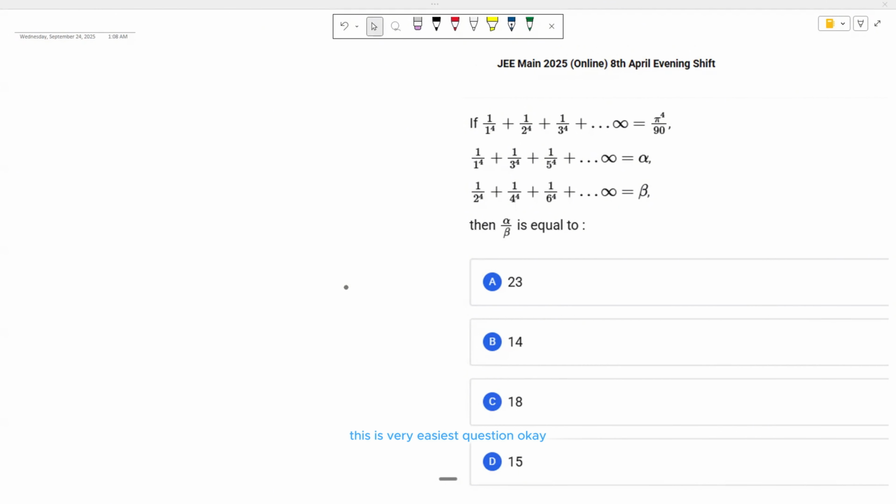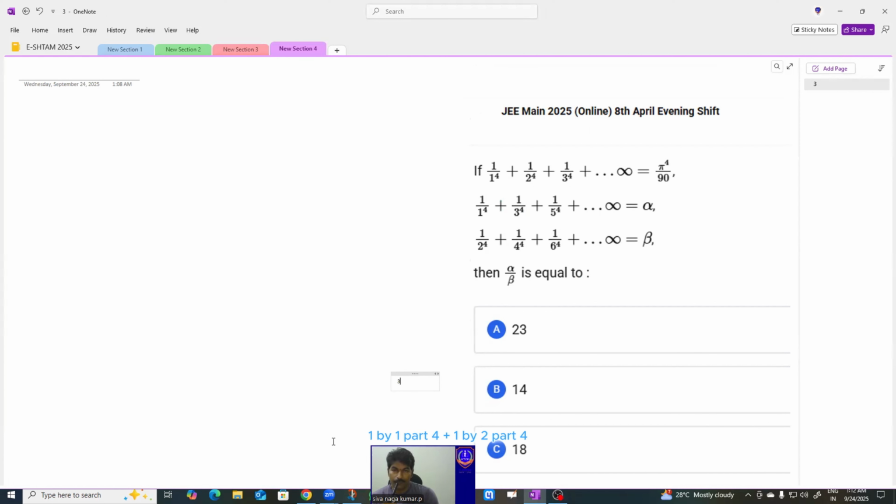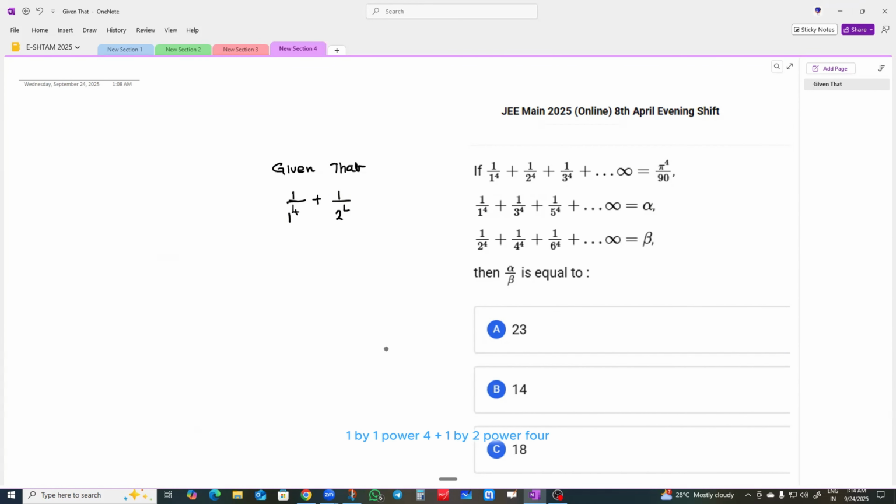This is a very easy question. Let me see how we can solve this. 1/1^4 + 1/2^4 + 1/3^4 and so on to infinity, it was given, equals π^4/90. First we will write this part. Given that 1/1^4 + 1/2^4 + 1/3^4 and so on to infinity equals π^4/90. Remember this as equation 1.